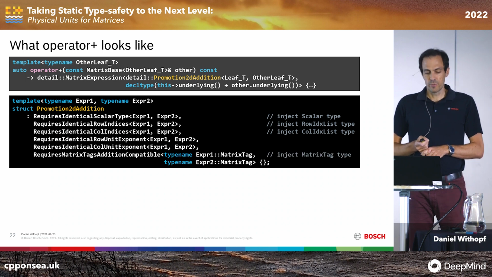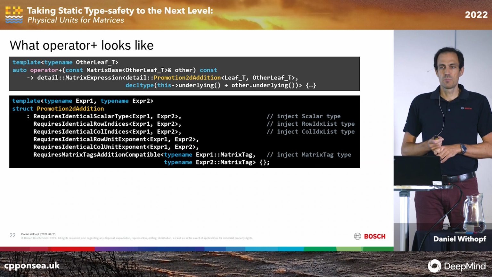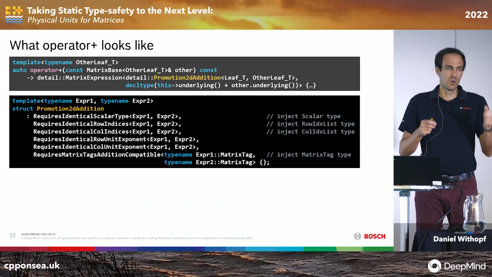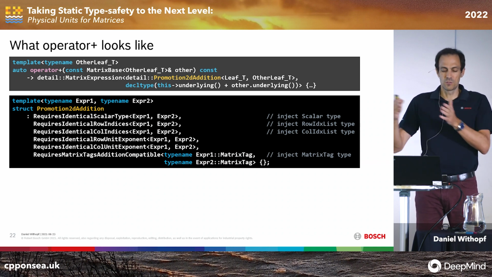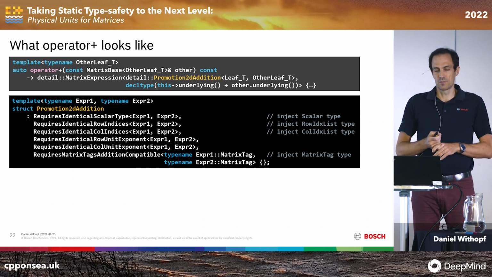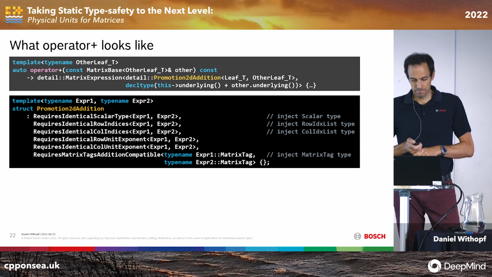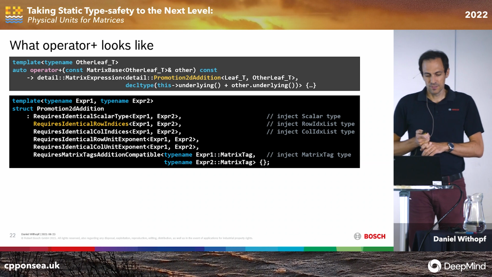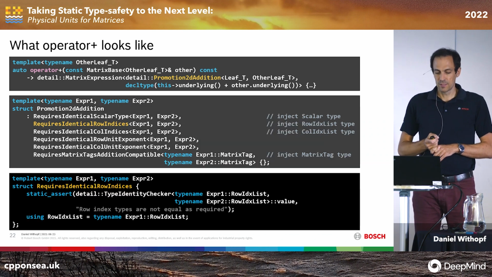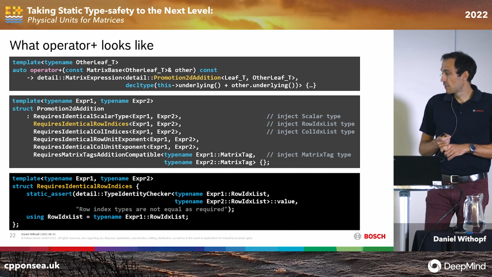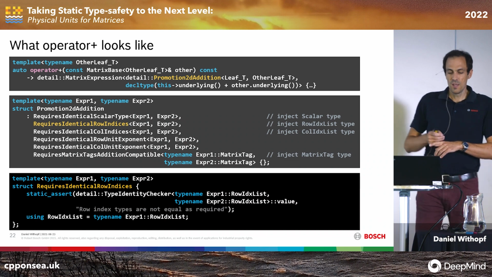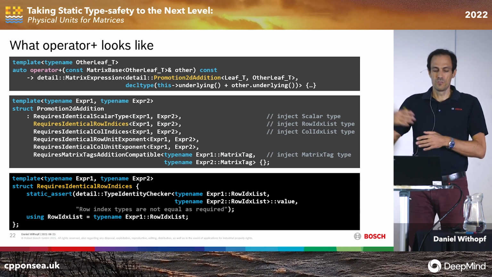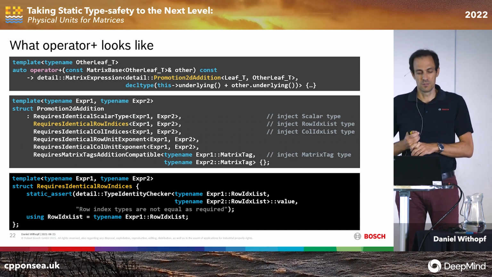And last but not least, we require that the matrix tags are addition compatible. What that means is, for example, that you can add a point to a displacement vector, but you cannot add 2 points. That's incorrect math. You can add 2 displacement vectors or point to a displacement vector. And this is what's being checked here. And now I also want to show what such a requirement or a requires class here looks like. That requires identical row indices is again an almost empty class. The only content is a static assertion that checks that the 2 row index lists are identical, and it also injects the row index list for the results that we're doing in that addition operation up here.